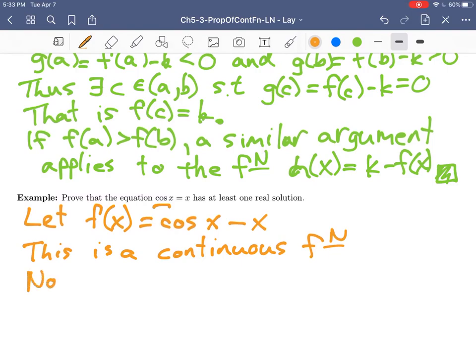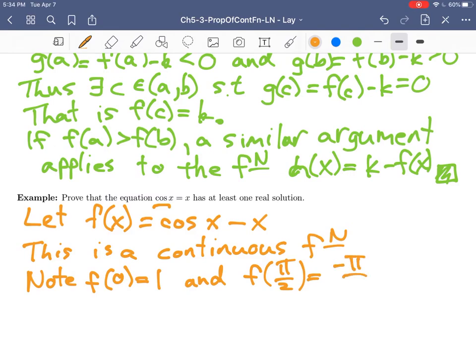Also note that f of 0, if we plug 0 in for x, cosine of 0 is 1, so we have 1 minus 0. So f of 0 is 1. And f of pi over 2: cosine of pi over 2 is 0, so we have 0 minus pi over 2. So f of pi over 2 is negative pi over 2. We make those observations.